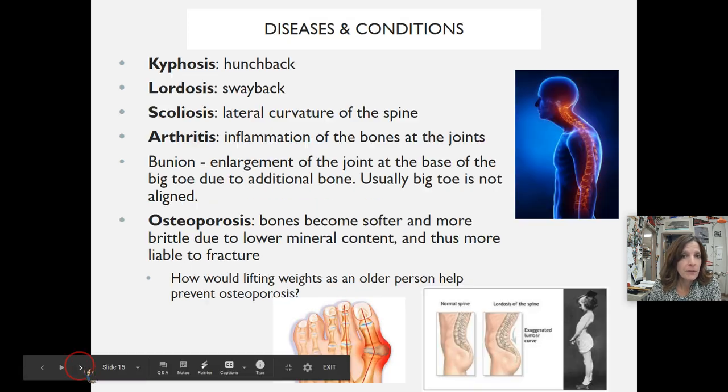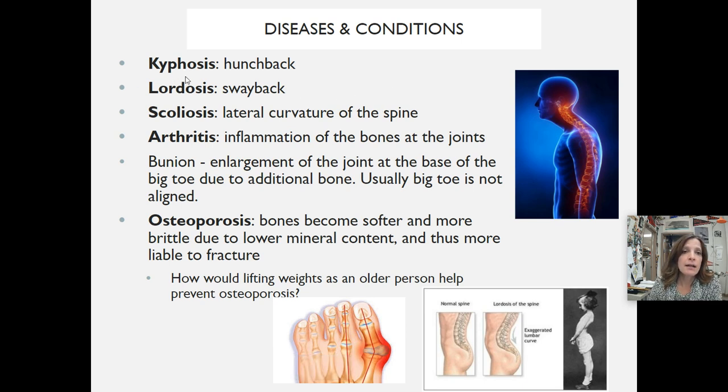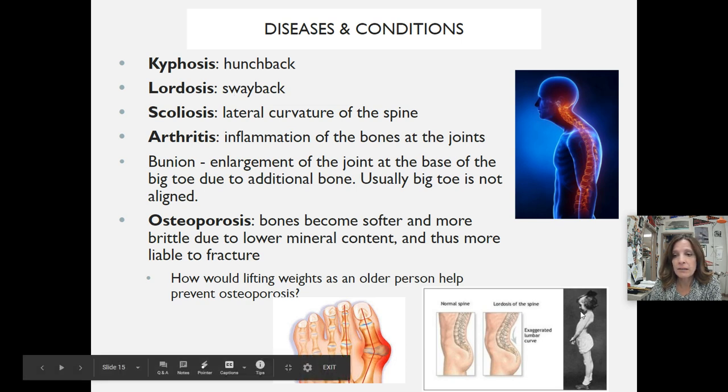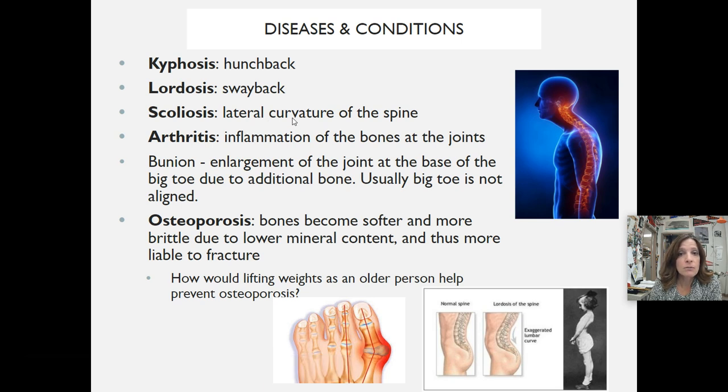So, some diseases and conditions that can happen with your bones. Kyphosis is like this one, hunchback. Okay, lordosis is swayback, like this. We all have some curve in our spine, but not a huge one. Scoliosis, which is lateral curvature of the spine, which I'll show you in the next slide.